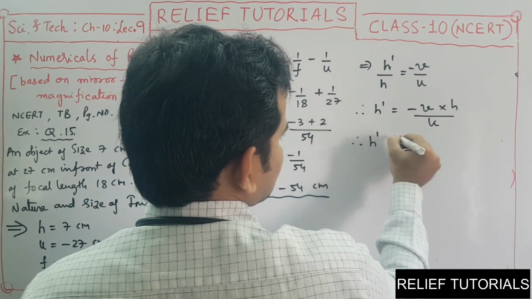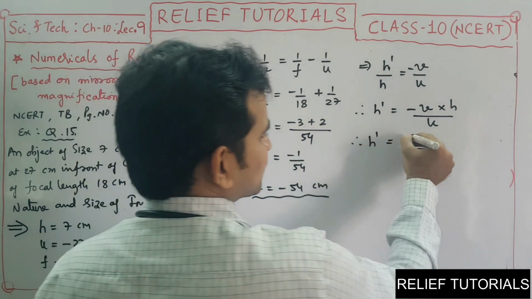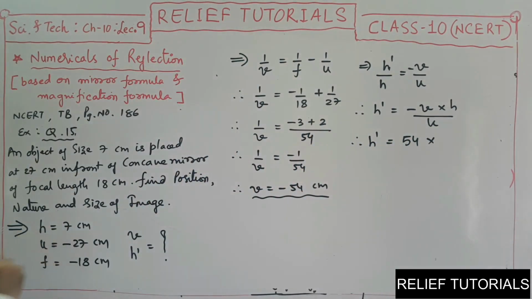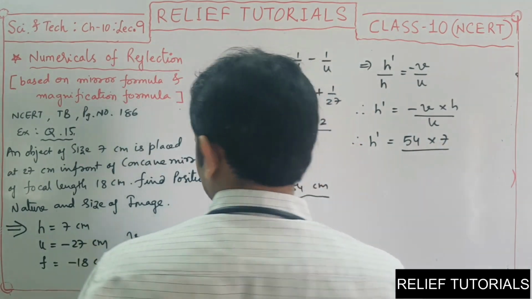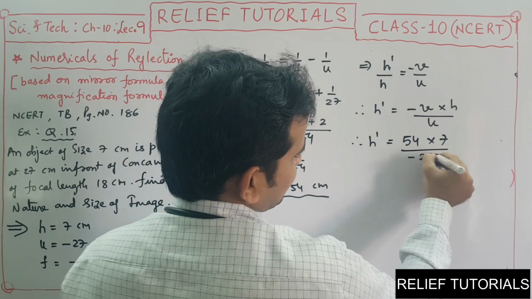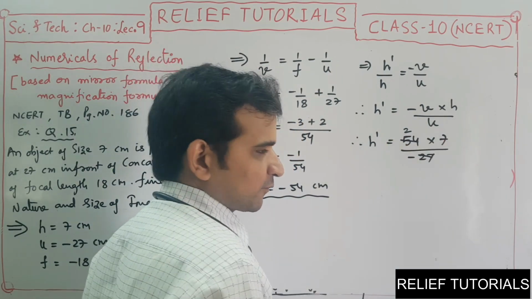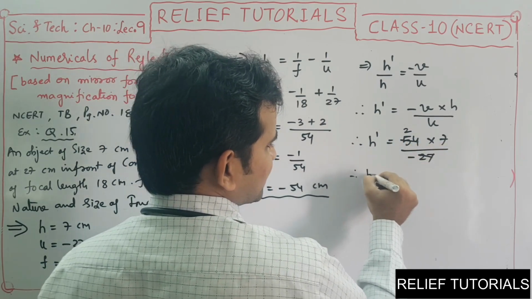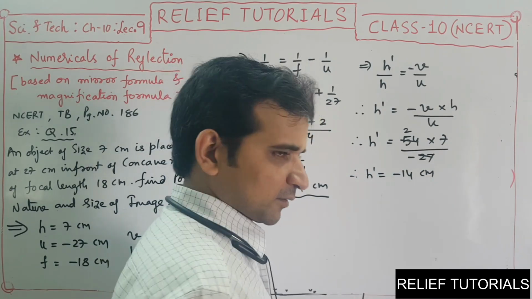Therefore h dash is equals to minus of v, which means minus of minus 54, so it will be 54 into h. h is given as 7 and u is given as minus 27. So 27 2s is 54. 2 7s is 14 and 1 minus sign. So h dash is minus 14 centimeter.